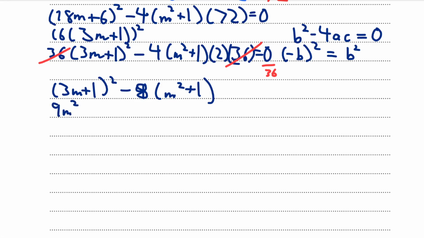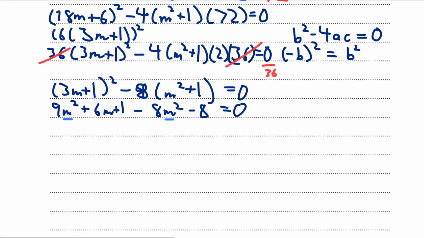9m squared plus 6m plus 1 minus 8m squared, not plus, minus 8. This will equal to 0, and we have like terms over here. We have an m squared over here, so we just do 9 minus 8, which is just 1, and we get m squared plus 6m minus 7 equals 0.